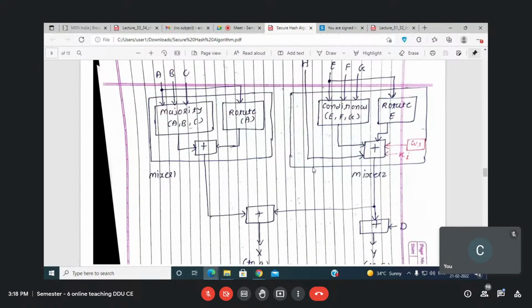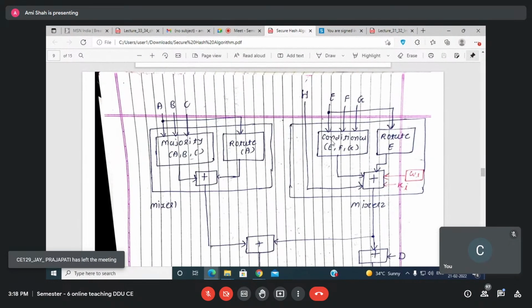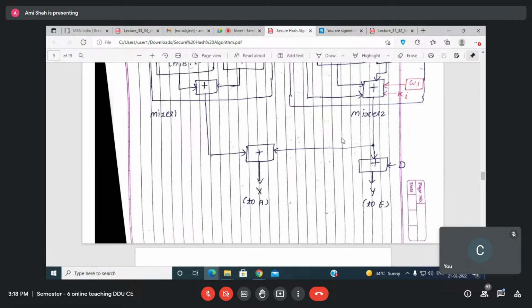Now how to perform rotate, what is rotate? I'm not taking the same data every time; you can take any example and find it. I just want to explain the basic concept: what is majority, what is rotate, what is conditional. All those concepts I will teach you.